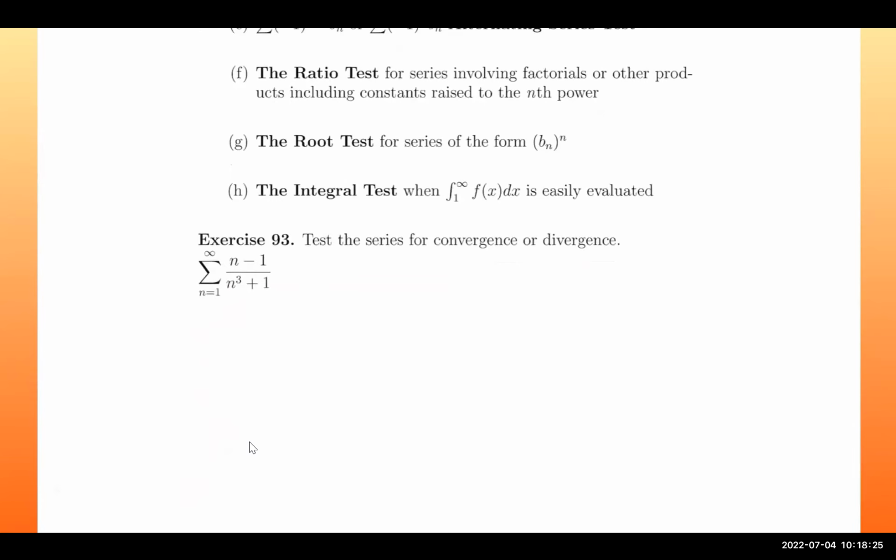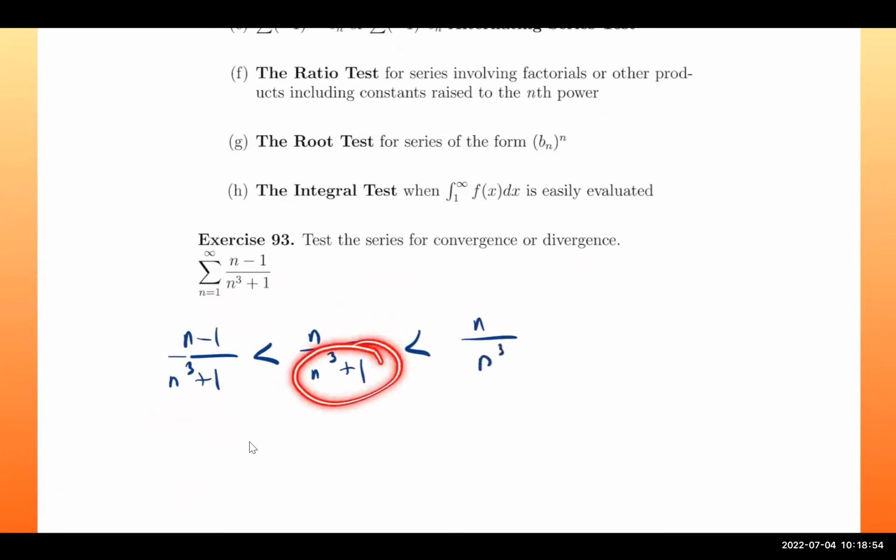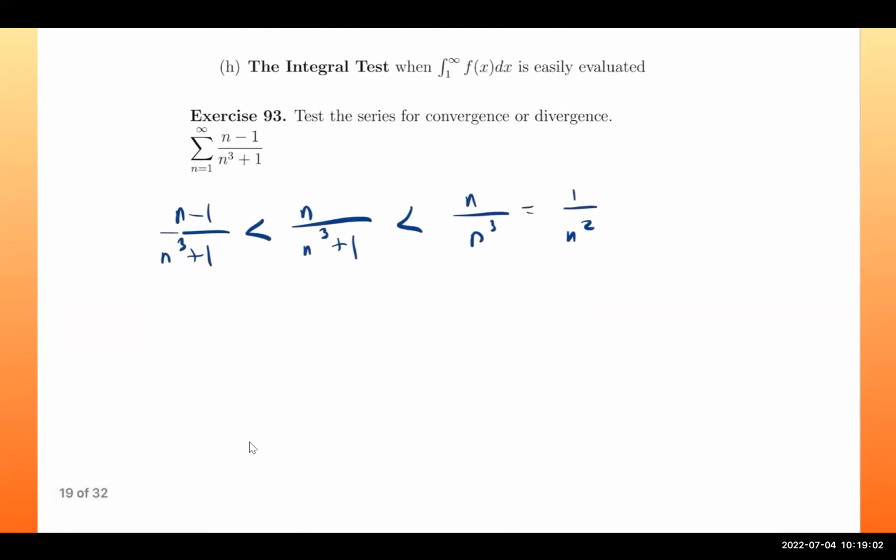For this first one, it looks like a comparison test because we know that (n minus 1) over (n cubed plus 1) is less than n over (n cubed plus 1). That's because the numerator is bigger here, which makes this bigger than this. And we can also say that this must be less than n over n cubed, because the denominator is smaller, which makes the fraction bigger. And that is equal to 1 over n squared.